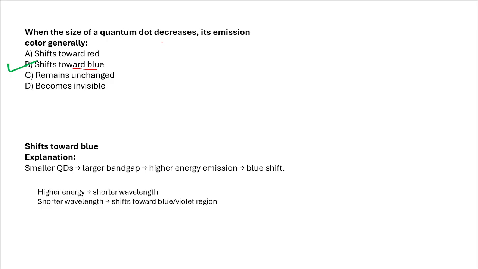Why does this happen? As we have studied the quantum confinement effect and everything, smaller quantum dots have a larger band gap. We have studied that they have discrete energy levels. So smaller quantum dots have larger energy gaps and higher energy emission. Whenever there is higher energy emission, there would be a blue shift, because higher energy means short wavelength. We have studied that red has the largest wavelength. So higher energy means short wavelength, and short wavelength means a shift towards the blue or violet region. So the correct option is shift towards blue.